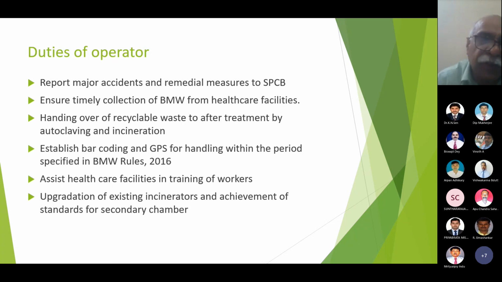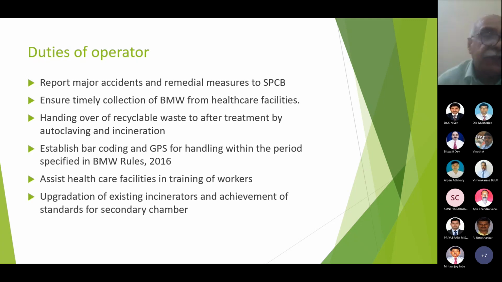Then there are duties of operators. These are related to the facilities which are treating the wastes. They have to report the major accidents and measures to the State Pollution Control Board. They have to ensure timely collection. That is now they have to ensure that within 48 hours, they have to collect the biomedical waste from the healthcare facility. And also the recyclable waste for the treatment for autoclaving and incineration.